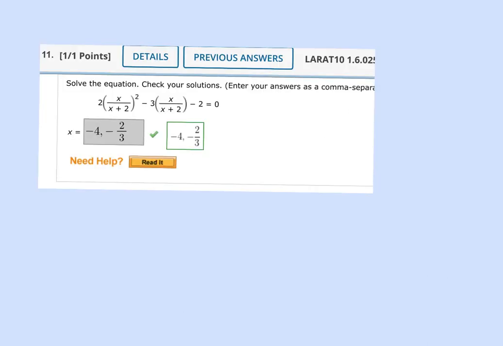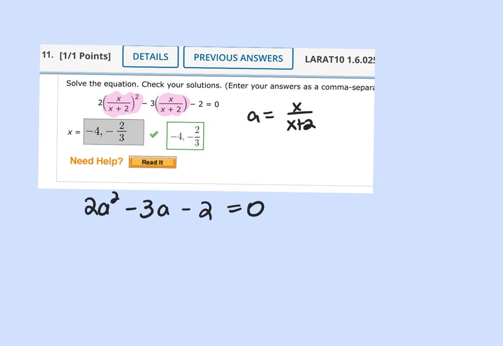11, same process. The thing in the middle, it's ugly, but the thing in the middle, when I square it, I get the first one. So because this is the square root of this, or the other way around, I square the middle term and I get that, I use substitution. So a would be x over x plus 2. And then I'd get 2a squared minus 3a minus 2 equals 0.